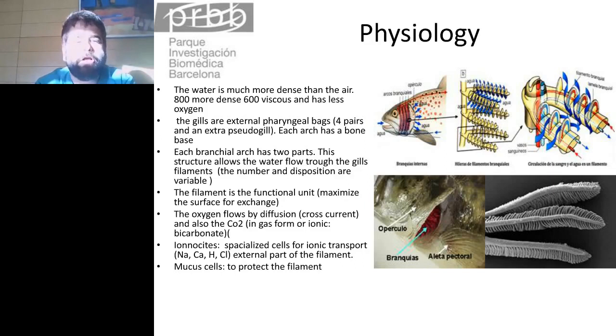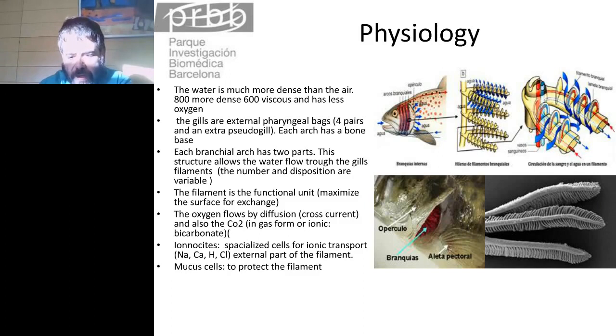Also in the gills, we can find another kind of cells that are not related with the respiration, that are more related with the osmoregulation, that are the ionocytes. These ionocytes are specialized in making the ionic transport. Also, to protect the gills from different kinds of water, we have the mucus cells that protect the filament from the water.